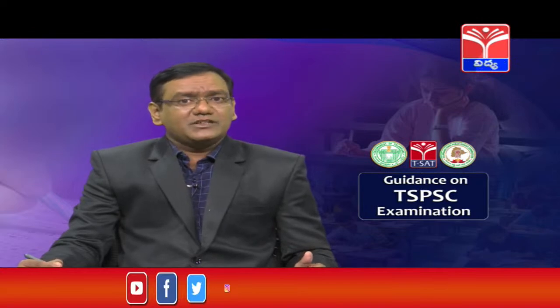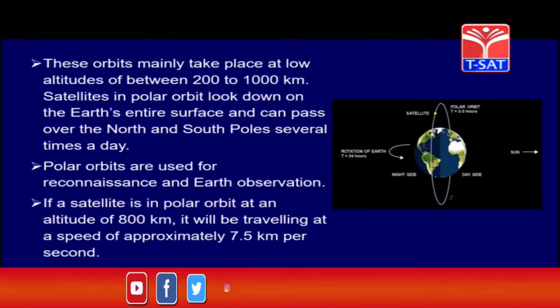If you want to observe the Earth several times in a day, we will use these low Earth orbits that revolve in polar satellite orbits. If a satellite is in a polar orbit at an altitude of 800 kilometers, it will be traveling at a speed of approximately 7.5 kilometers per second.